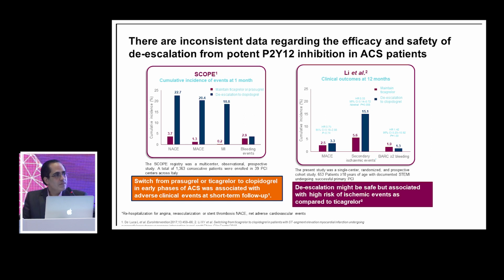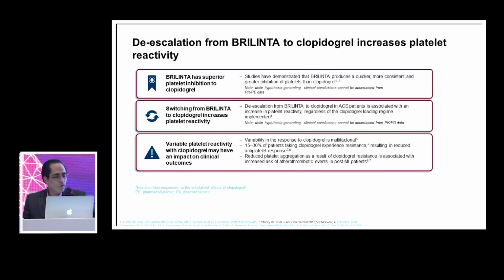What about the de-escalations? Sometimes the patient complains of dyspnea, and this is unknowingly done, I think, by the doctors more than the patient. The de-escalation of switching from prasugrel or ticagrelor to clopidogrel in the early phases of acute coronary syndrome has been associated with adverse clinical events at short-term follow-up. And the de-escalation might be safe, but is associated with a higher risk of ischemic events as compared to ticagrelor. So the de-escalation from ticagrelor to clopidogrel will increase the platelet reactivity.